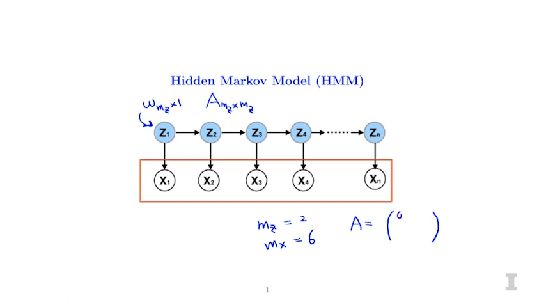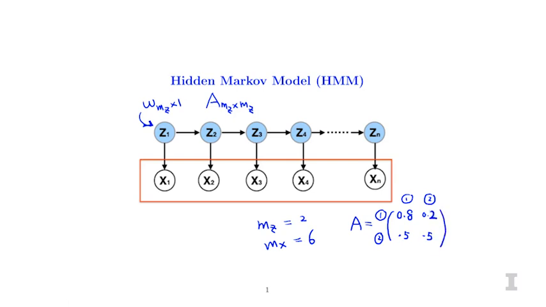So for example, if the first row is 0.8 and 0.2, it means that if you're already at state 1, then with chance 80%, you're going to stay at state 1, and with chance 20%, you're going to move to state 2. And for the second row, suppose it's 0.5, 0.5, meaning if your current state is state 2, your Z is equal to 2, then with chance 50%, you stay, or with chance 50%, you're going to move to state 1.